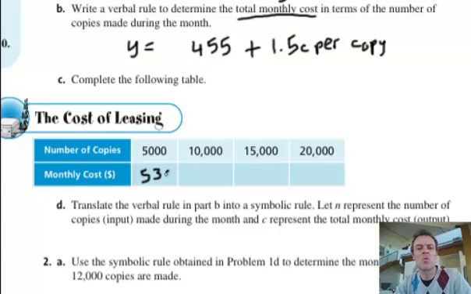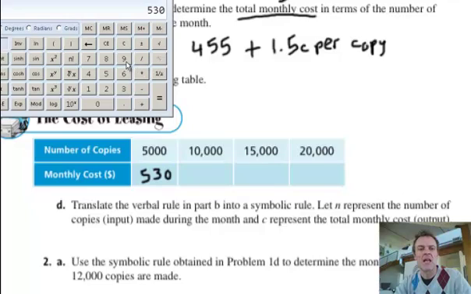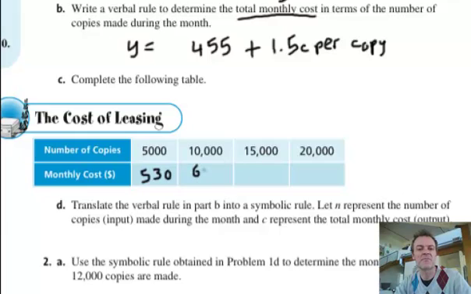I'll just do one more. I'll do the 10,000 one. So again, 10,000 copies. It's going to cost me 1.5 cents for every copy, so I'll multiply that by 0.015, 15 cents per 10 copies, so it's going to cost me $150. Remember, it was $75 for 5,000. That makes sense. $75 for 5,000, $150 for 10,000, plus again the standard $455 monthly charge. So that's going to be $605.